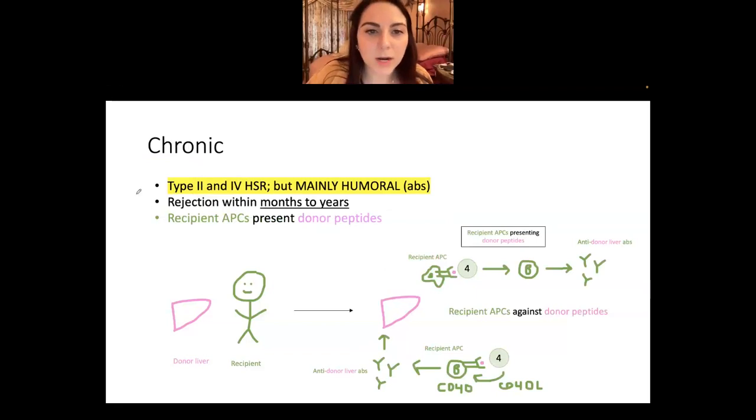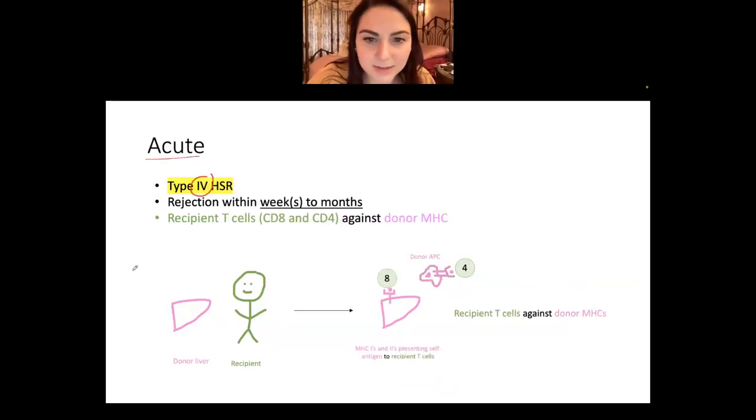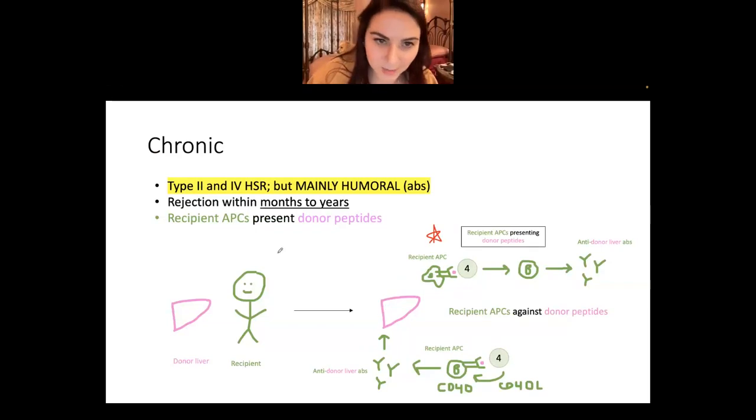Chronic, remember I said that chronic happens to every single organ. Every organ that you transplant is going to eventually have a chronic rejection. So it has qualities of both type 2 and type 4, but mainly with chronic you're thinking humoral, like the antibodies are the ones causing the issues, which I put up here. Again, it happens months to years. Every transplant goes through this. It's the exact opposite of this one. With this one, the donor MHCs are presenting to the recipient T cells. This is now the recipient's MHCs presenting to the recipient T cells, but they're presenting donor peptides.